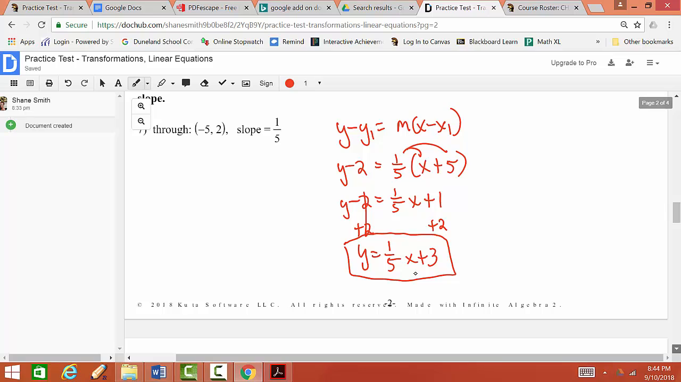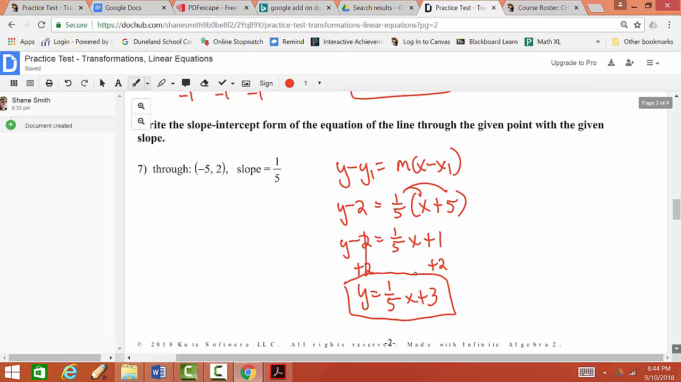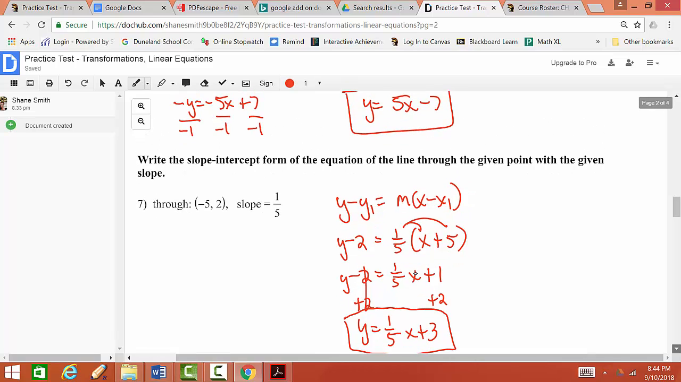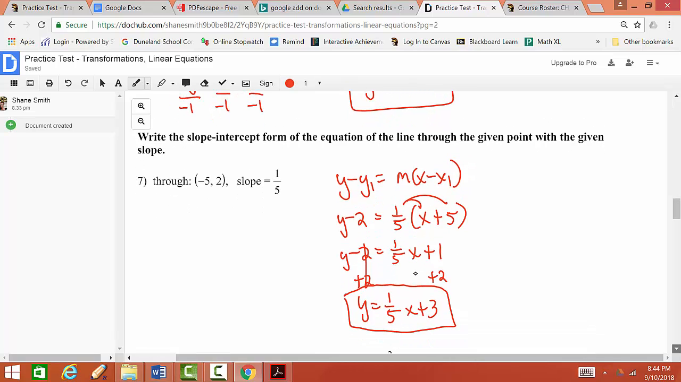And that's it for number 7, right? So again, this is just basically using point slope form to get to slope intercept form for most of these. Hopefully you remember how to do this.